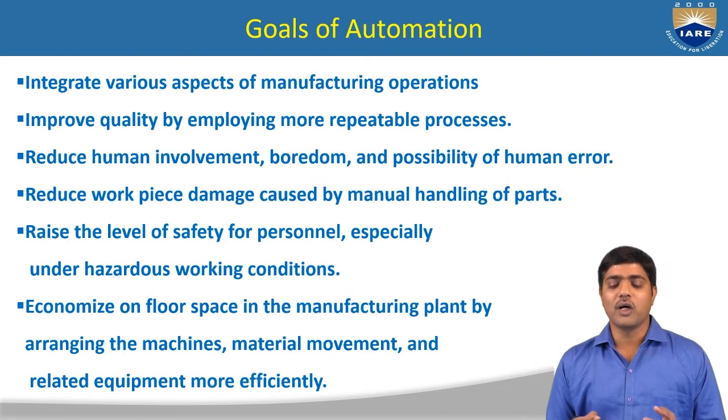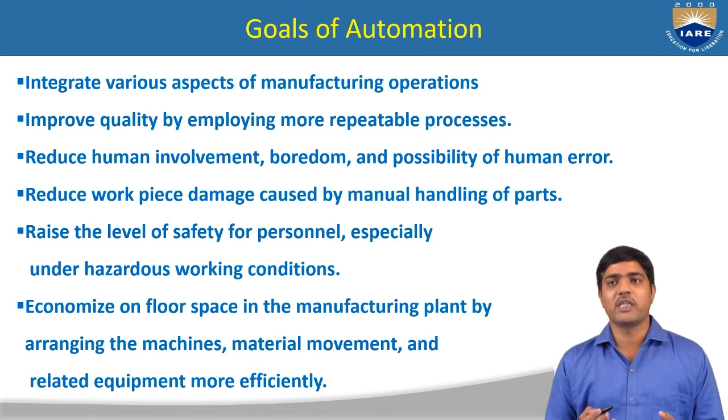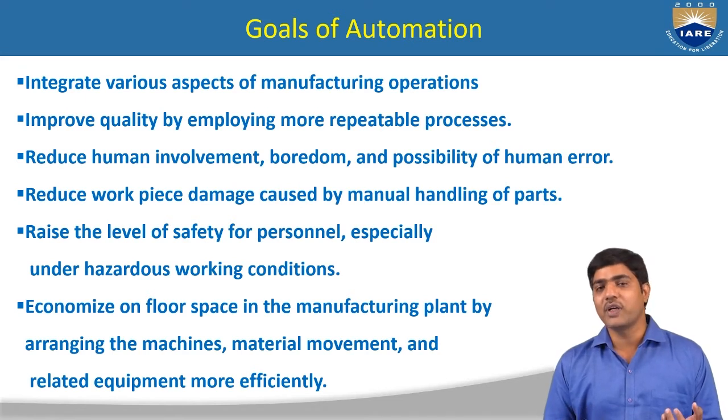And what are the goals of automation? The major goals of automation are to integrate various aspects of manufacturing operations, improve the quality by employing more repeatable processes, reduce the human involvement, boredom, and possibility of human error, and reduce the workpiece damage caused by manual handling of the parts. We already discussed, for example, if you are taking a lathe machine, if it is handled by a human being or worker, and if it is automated, what the advantages and disadvantages are.